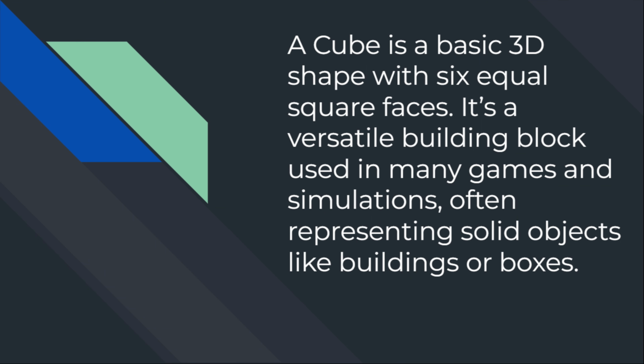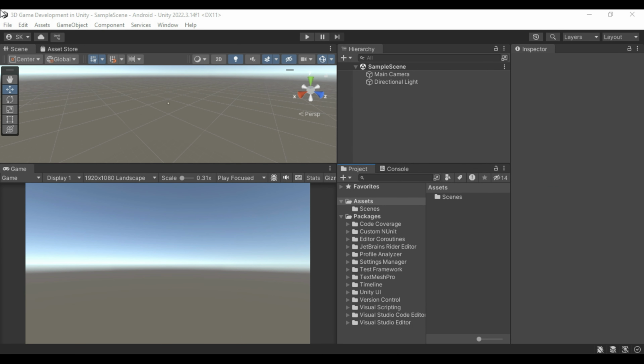First, let's talk about what these objects are. A cube is a basic 3D shape with 6 equal square faces. It's a versatile building block used in many games and simulations, often representing solid objects like buildings or boxes. Let's create them in Unity.